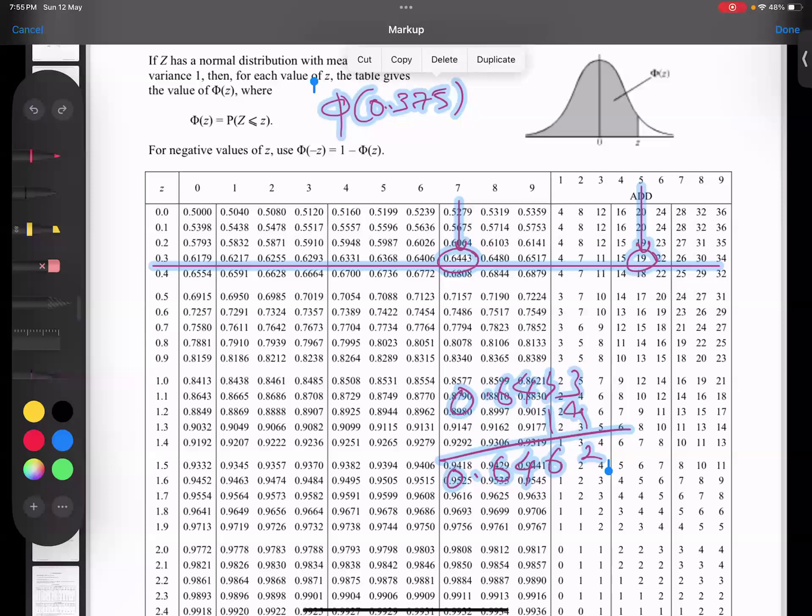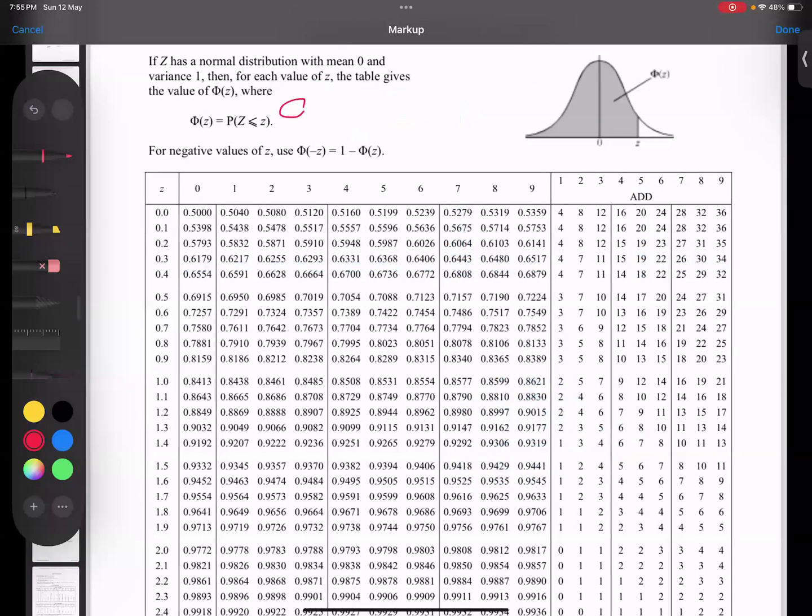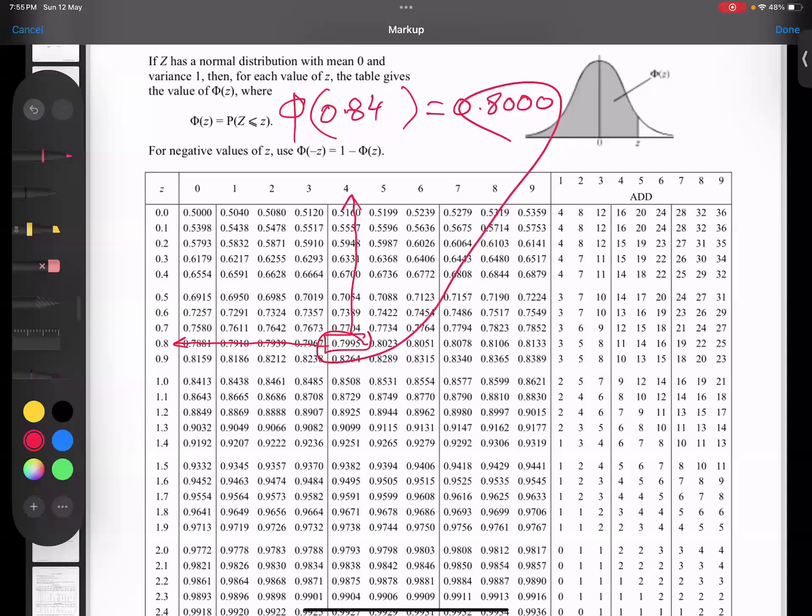So phi of what number gives you 0.8000? So where is the number for 0.80? Let's try to find it. I think this number is this. This is very close to it. So I get from here 0.8 and from here 0.8 is this one. So 0.8 and 4. Now, how much do I add to this to get this answer? Naturally, 5. 7995. If I add 5, I will get 0.8000.